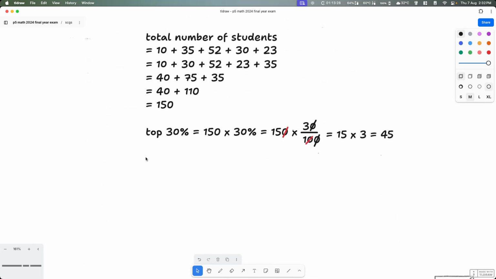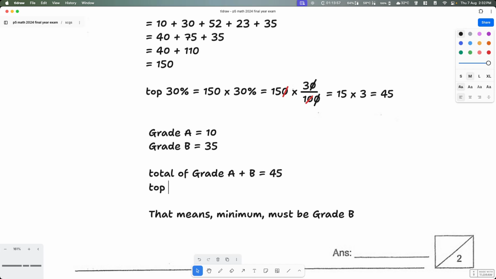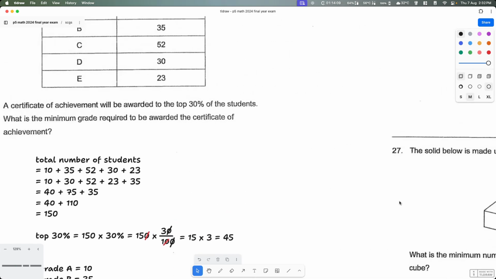In this case, the next step is to look at the grades. Grade A is equal to 10, grade B is equal to 35. So that means the total of grade A plus B is equal to 45. That means the minimum must be grade B. So I'll put here top 30% is equal to 45, so the minimum must be grade B. You can put the word grade B. All right, let's move on to the next question.